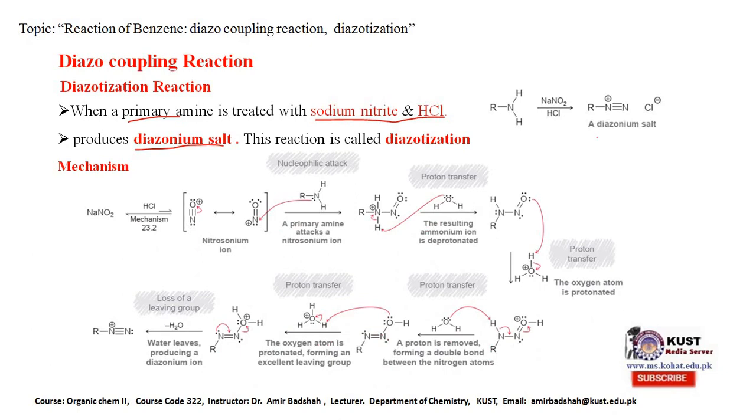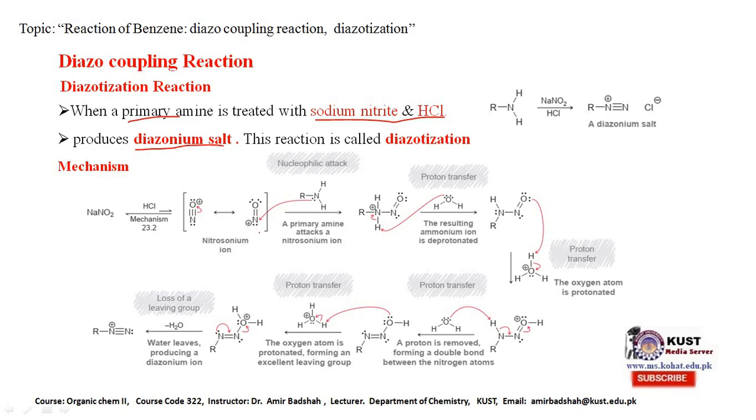Mechanistically, how does this reaction occur? First, sodium nitrite reacts with HCl. By reaction with HCl, it is converted into the nitrosonium ion. The nitrosonium ion is a resonance stabilized species. These electrons are shifted here. So sometimes the positive charge is present on oxygen and sometimes on nitrogen. But mostly it is present on nitrogen because nitrogen is less electronegative compared to oxygen.